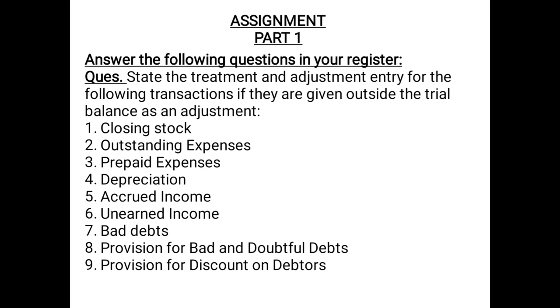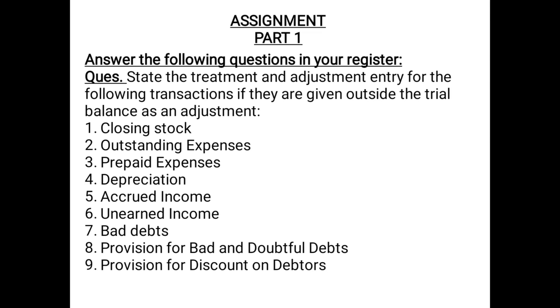Then 6th point, unearned income or income received in advance or pre-received income. What will be the accounting treatment for this, children? It will be shown as a deduction from the respective income on the credit side of the PL account, and it will also be shown as a liability on the liability side of the balance sheet. What will be the adjustment entry for this, children? Income account debited to unearned income account.